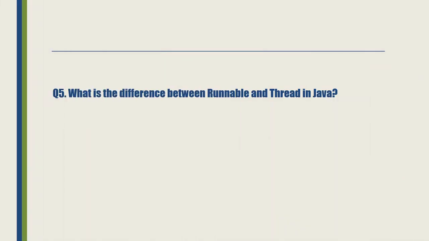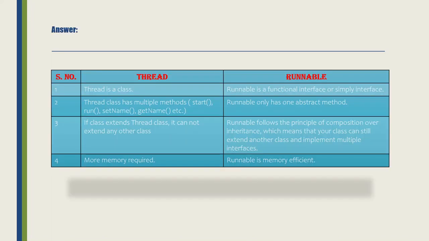Now switching on to the next question: what is the difference between Runnable and Thread in Java? This is again from multi-threading, and if we want to write a multi-threading project, we have a choice to write threads using the Runnable interface or the Thread class.